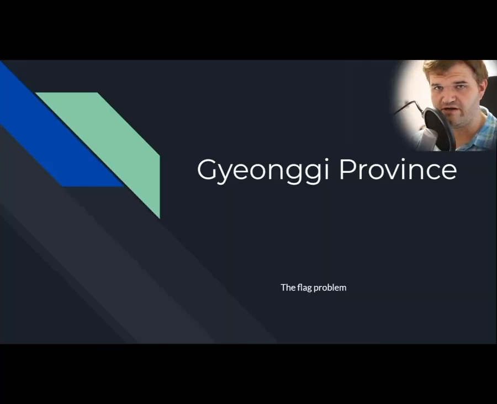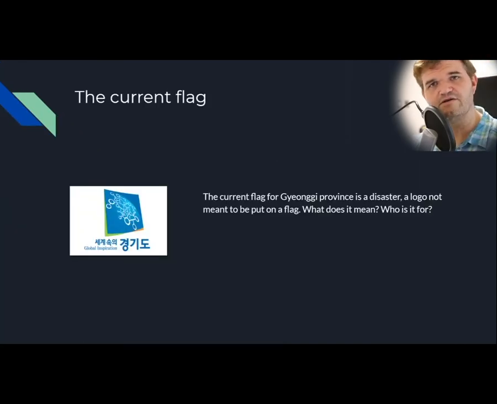Hello, my name is John Harrison, and I want to talk to you about a problem that Gyeonggi Province has. A major problem. A flag problem. The current flag of Gyeonggi-do, of Gyeonggi Province, is an embarrassment. It's a disaster. It is quite literally a logo that was never meant to be placed on a flag. It is confusing, nonsensical. No one can know what it means by looking at it.